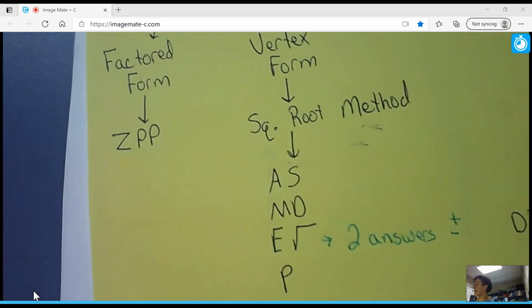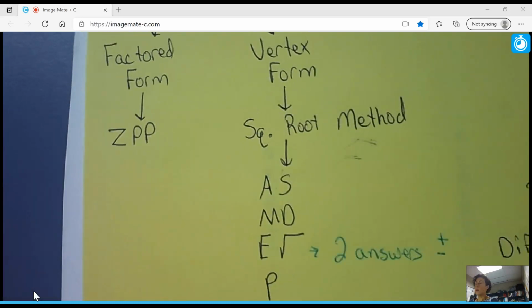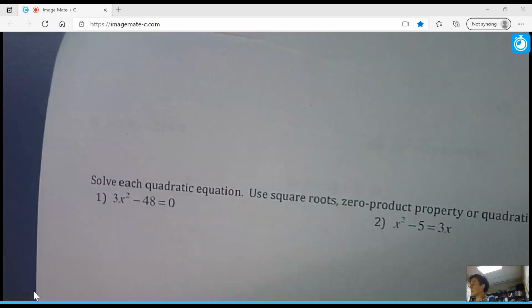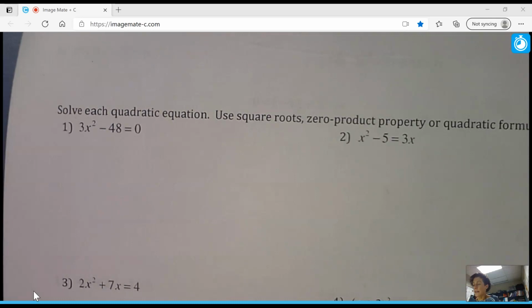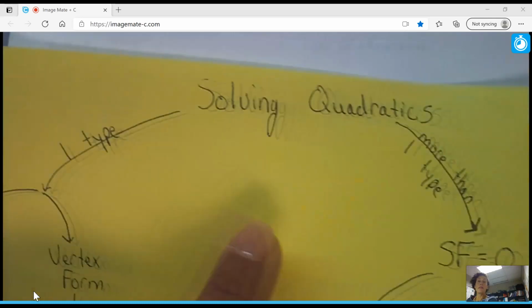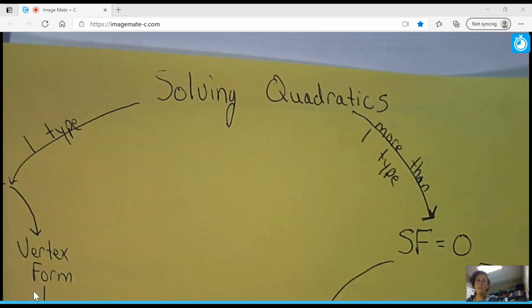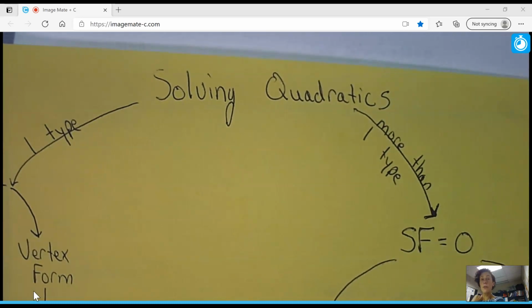So let's take a look now on this page, and how you would do some of these problems. So first thing I'm going to look at is, is there one type of x or more than one type of x? If it's one type of x, I'm going to circle those problems.